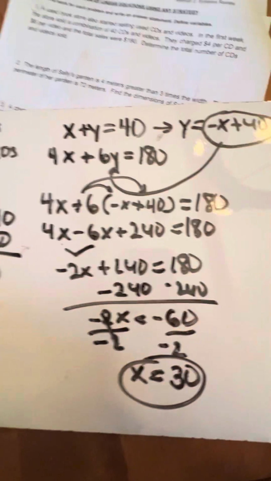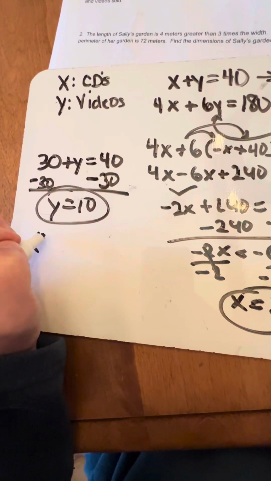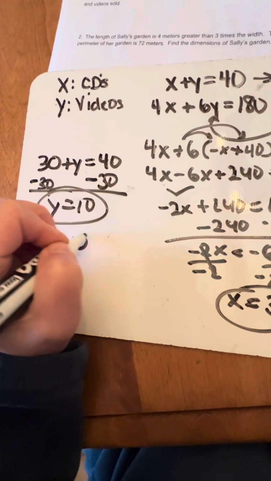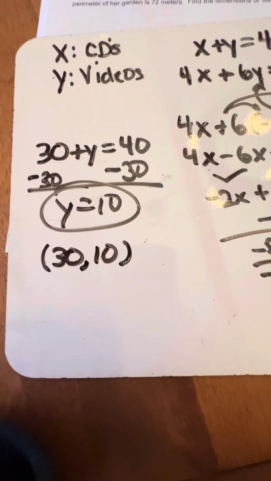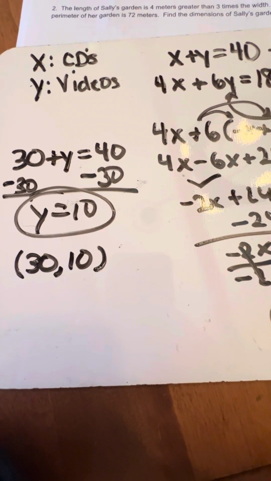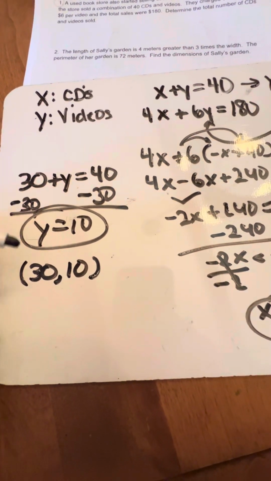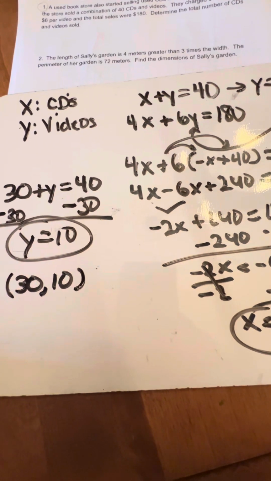And so in an answer statement, which you should write, if you wanted to write just the coordinates, if it was not necessary, although I don't know why it wouldn't be, these would be the coordinates that you would write for it. But in an answer statement with a word problem, you should always write that there would be 30 CDs and 10 videos sold in this particular problem.